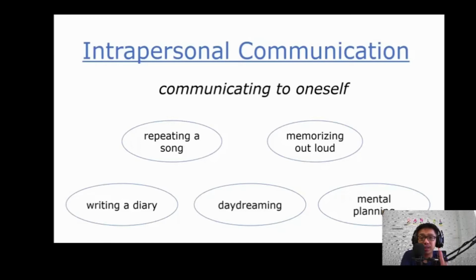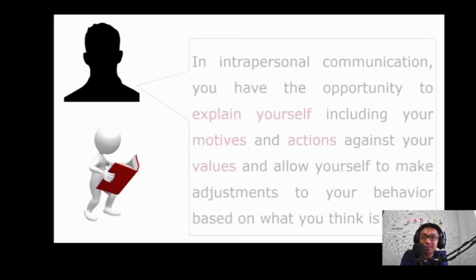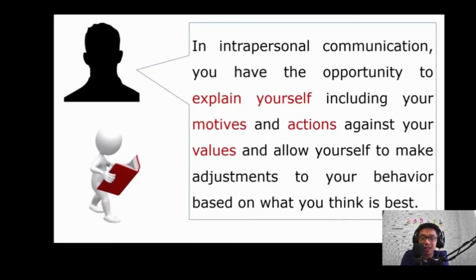And remember, intrapersonal communication involves only one person, and that's you. So you are only talking to yourself and not with others. To discuss this more, we have here additional information. It says here, in intrapersonal communication, you have the opportunity to explain yourself, including your motives and actions, against your values, and allow yourself to make adjustments to your behavior based on what you think is best. So, in short, this is about reflecting. So, you reflect on your life, maybe, or on the actions that you have done, and then you decide if that's wrong, if that's right, okay, and then you're going to take action. So it's more on reflecting and contemplating.